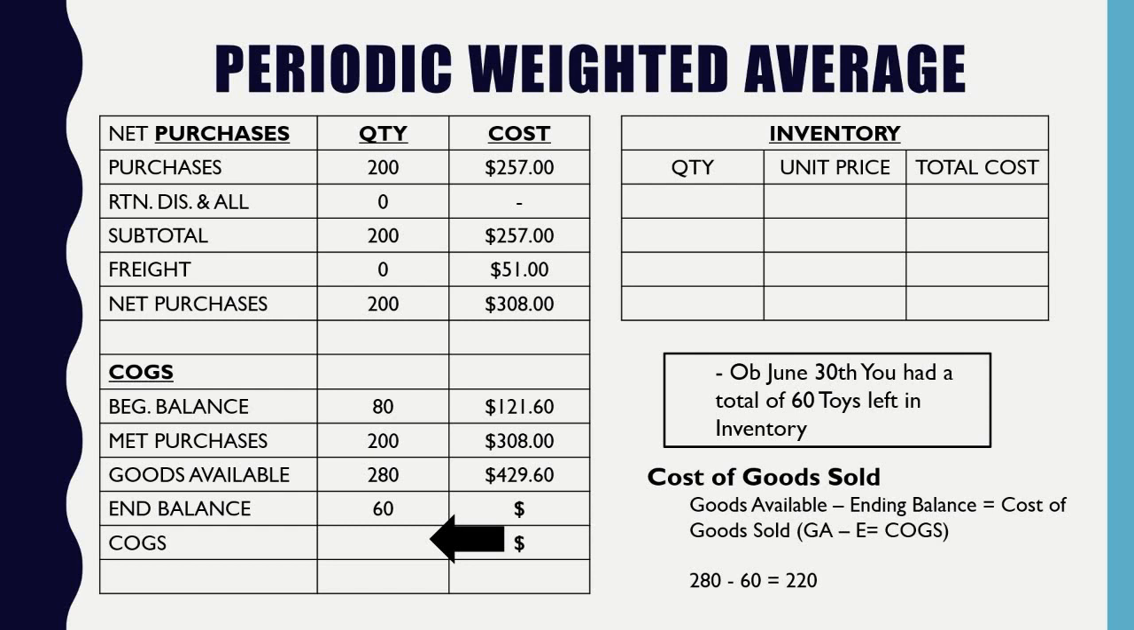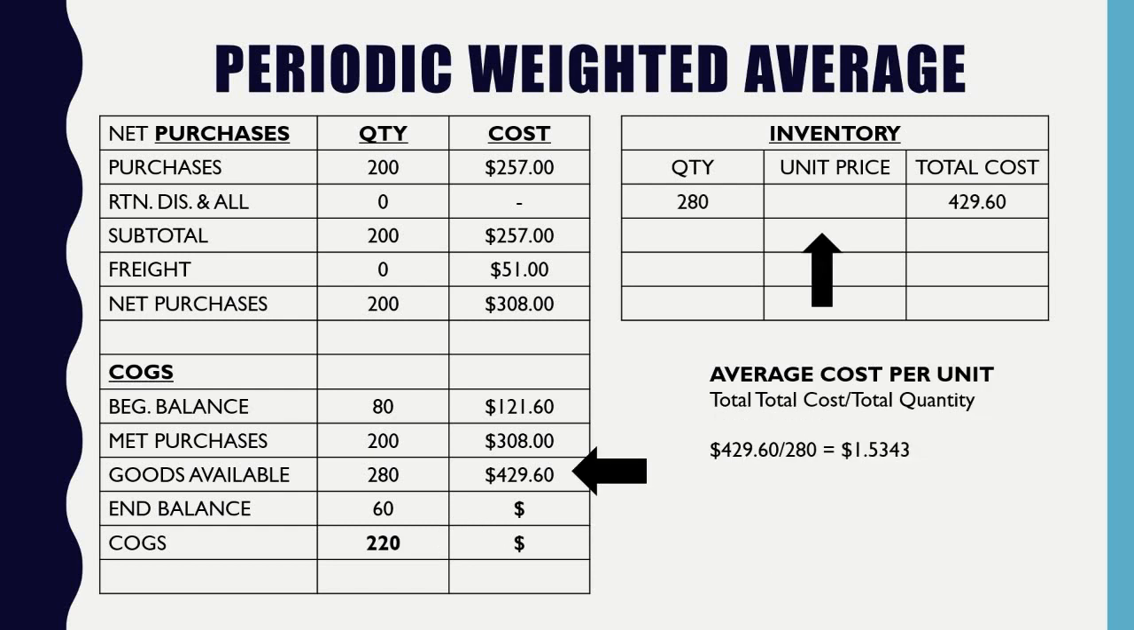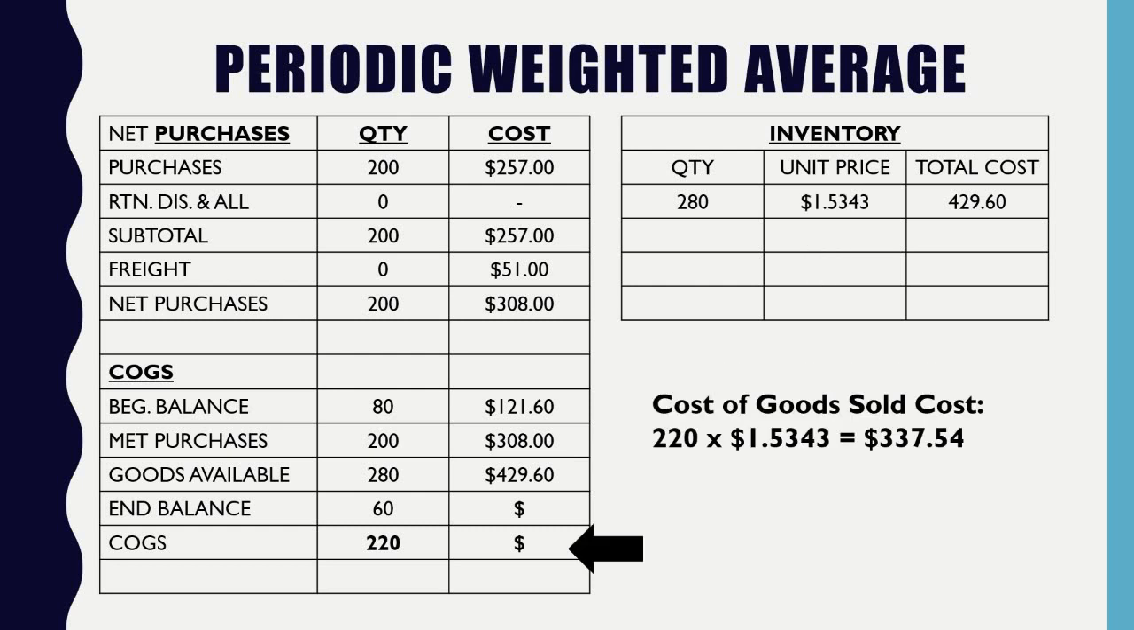So in this case, we've got to figure out what our cost of goods sold is. There you go, I got 220. Now, since I have this number here, I'm going to solve for my average cost per item, because my grand total cost is now $429.60 and my grand total of units is 280 units. So I take the $429.60 divided by 280, and I get an average cost of $1.5343. This is an unrounded number.